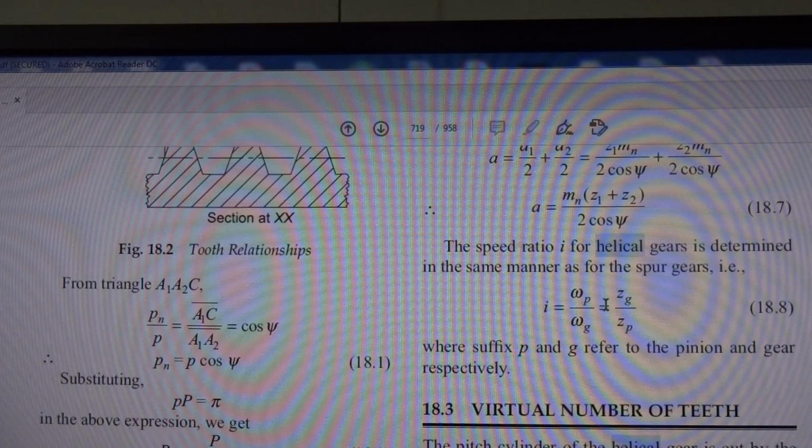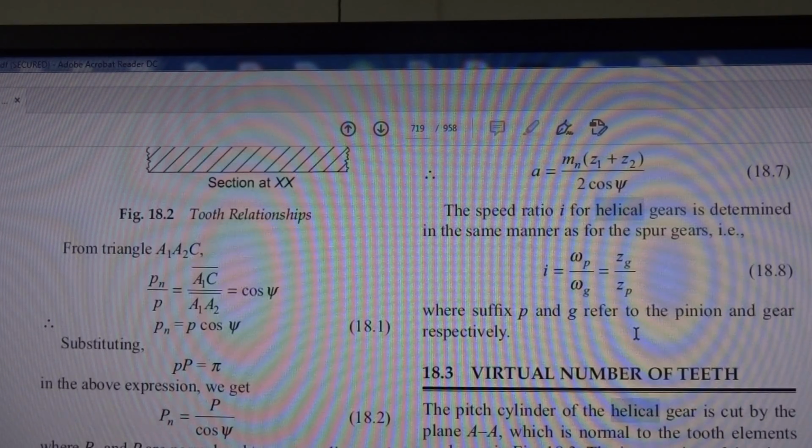Velocity ratio i is equal to omega p by omega g, that is Zg upon Zp, where Zg and Zp are the number of teeth on the gear and pinion.